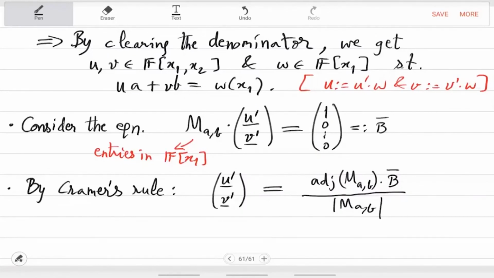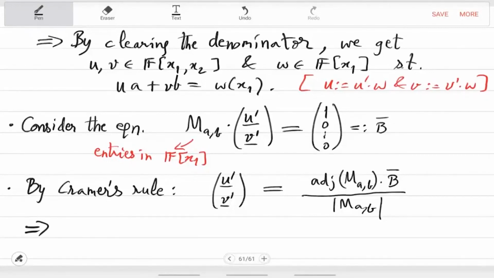What are the entries of the adjoint? They are the same as before, so they are again univariate polynomials in x1. So the numerator here is a polynomial in x1, every entry is a polynomial in x1. The denominator is also a polynomial in x1, but it is the resultant. So you cannot clear anything worse than this. So w in particular you can take to be the resultant. That is why you get the identity in the lemma. So this means that w can be set to the resultant.